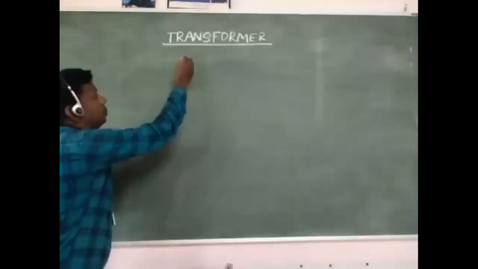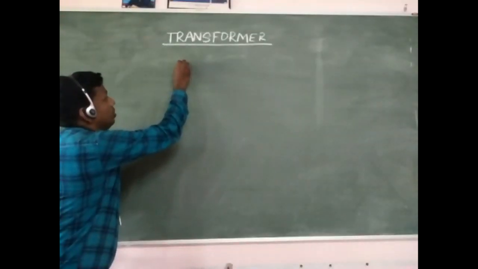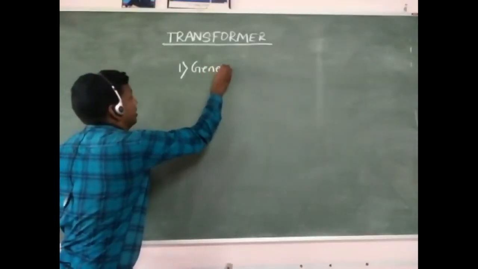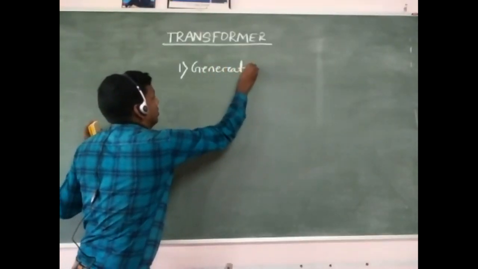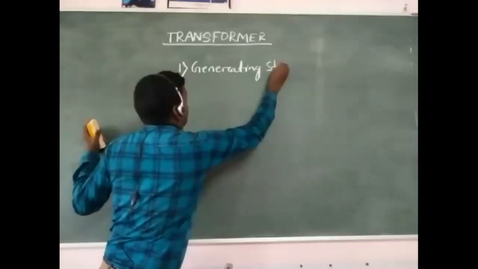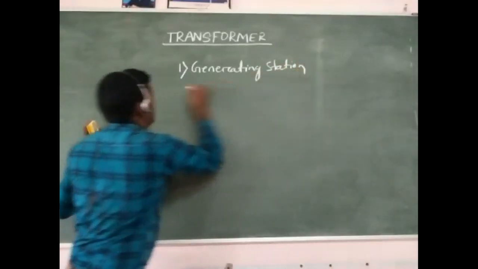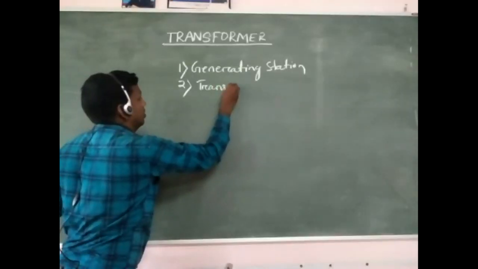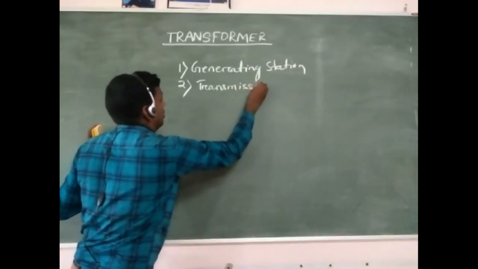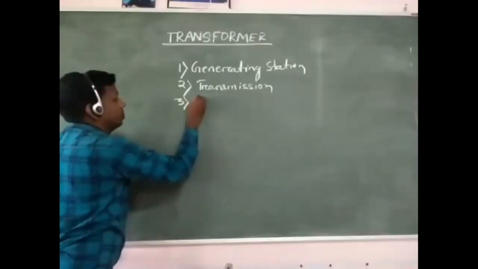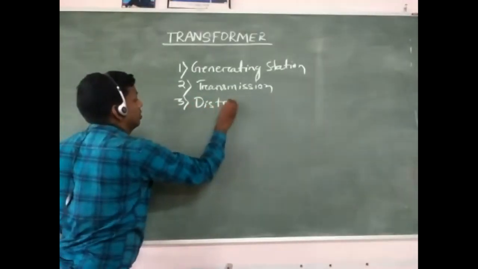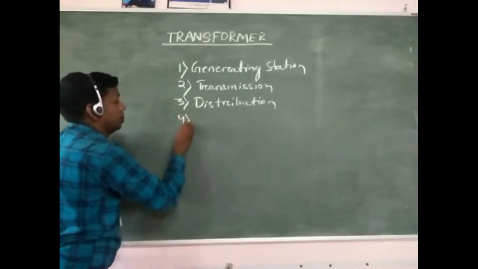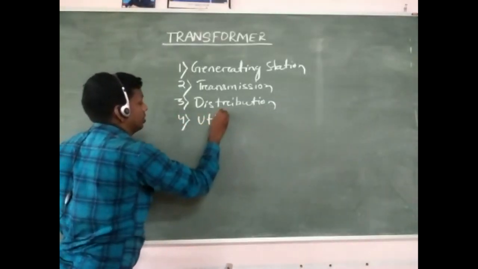First, in an electrical network, we have four stages. First one is generating station or power plant. Second is transmission. Third one is distribution. Last one, fourth, is utilization.